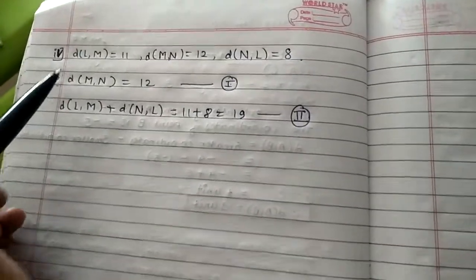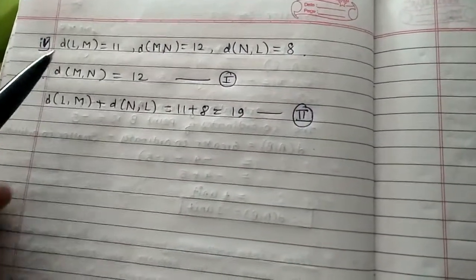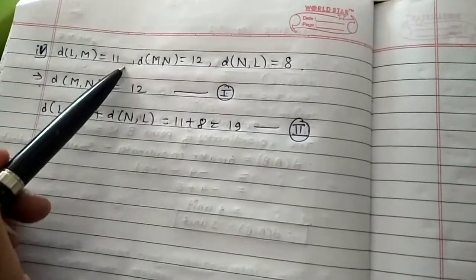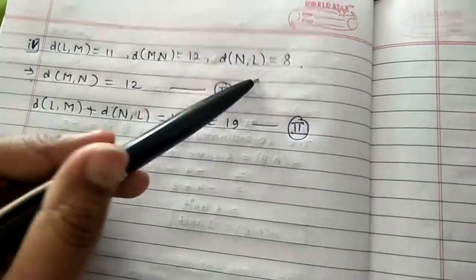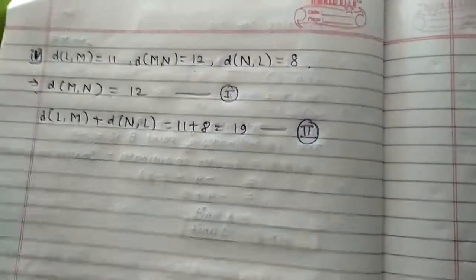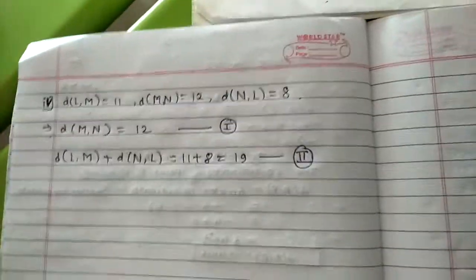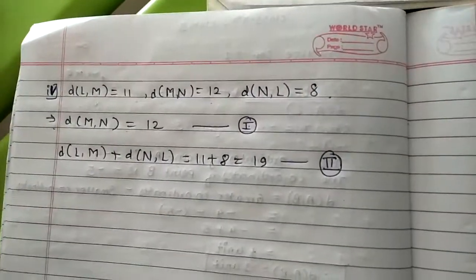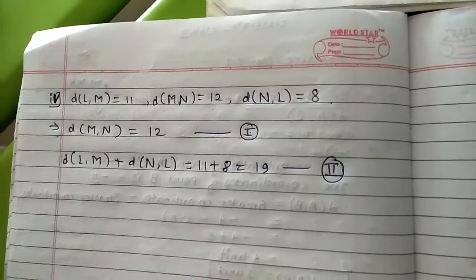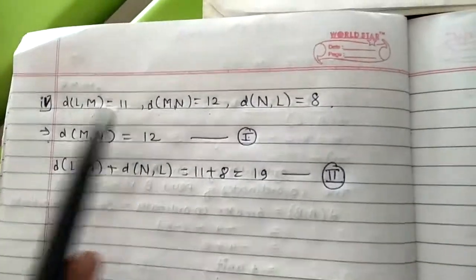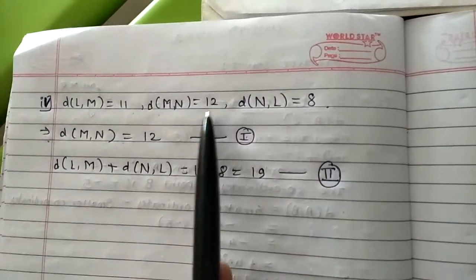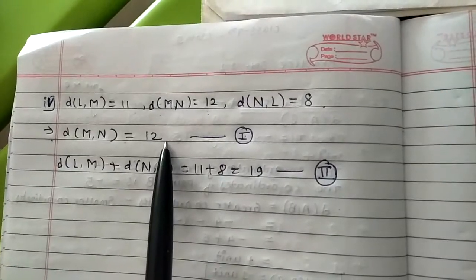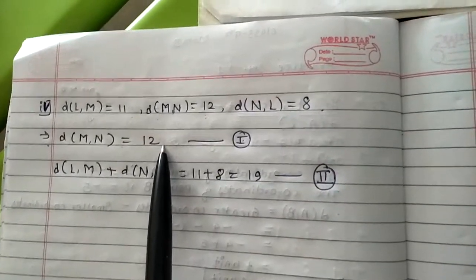Now we are going to see the fourth sum from question number 3. Here the distance between LM is 11, distance between MN is 12, and distance between LN is 8, given. Now see, in the first sum I told you that whatever the largest distance is given, we have to assume as equation number 1. So here the larger distance is 12, so 12 we assume as equation number 1.